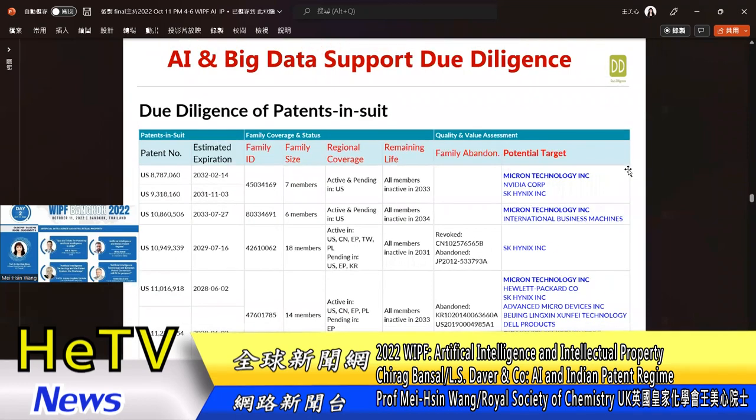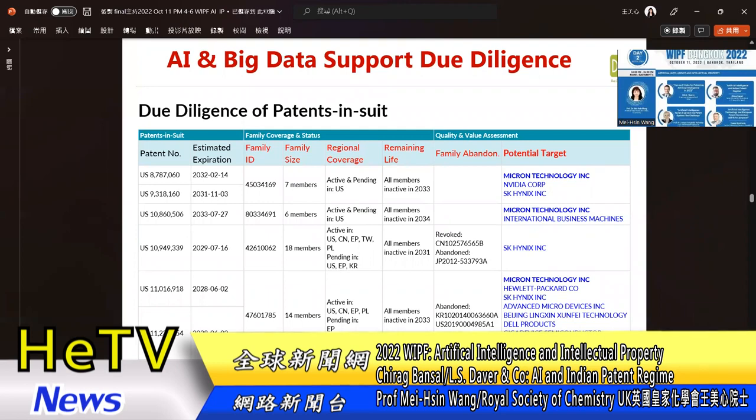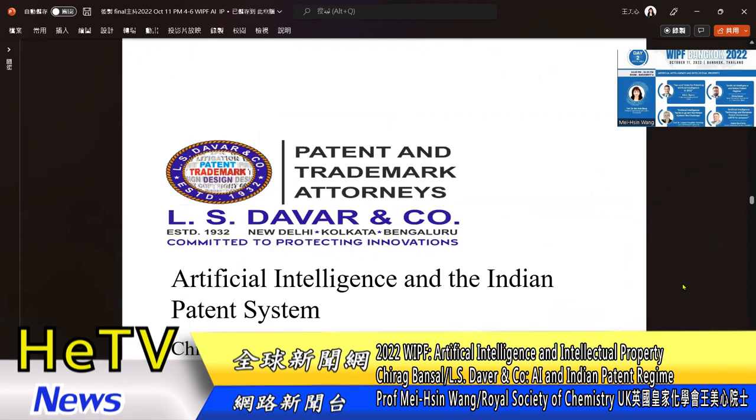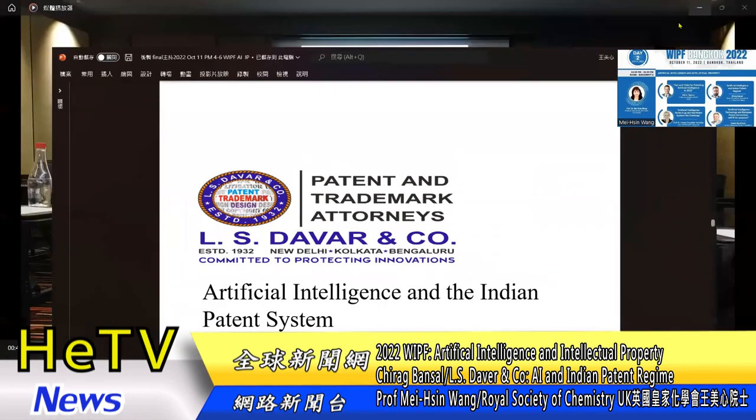So AI and big data support due diligence, and the due diligence tool could give you a very brief, comprehensive chart, easy for you to make your decision. So you can further dig out the potential target. Apart from the micro view, you can do something else. You can sue more companies, and you can find your potential licensees or buyers. So now I pass the floor to Chirag. Chirag, the floor is yours.